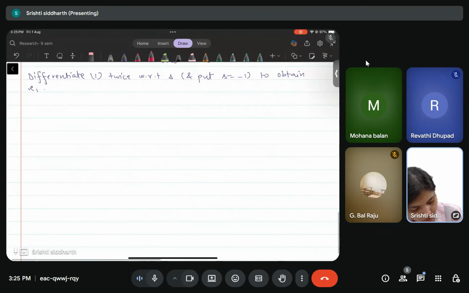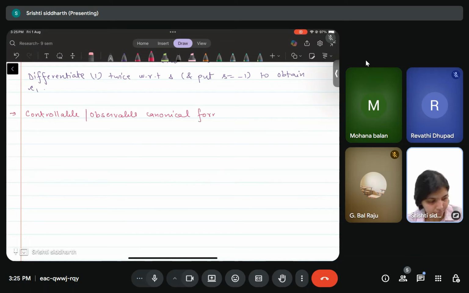So let's just revise quickly the controllable canonical form CCF and the observable canonical form. So we wrote the state matrix as a chain of integrators. Let's say it's a system with n states.